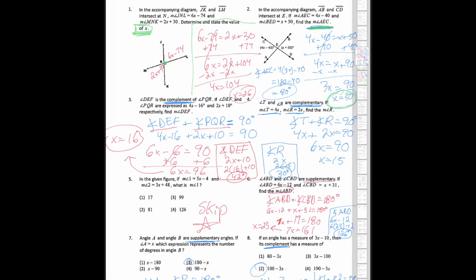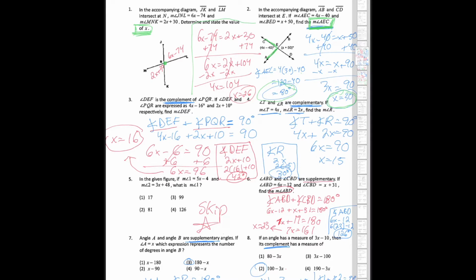Now we have to find angle AEC. So angle AEC was this angle right here. Now when we do that, we plug 30 in. We do 4 times 30 minus 40, and we get the measurement is 80 degrees. So once again, pay attention to what we have to find. Sometimes it might just say to find the missing variable, and other times it might say to take that variable and plug it in to find a missing angle.